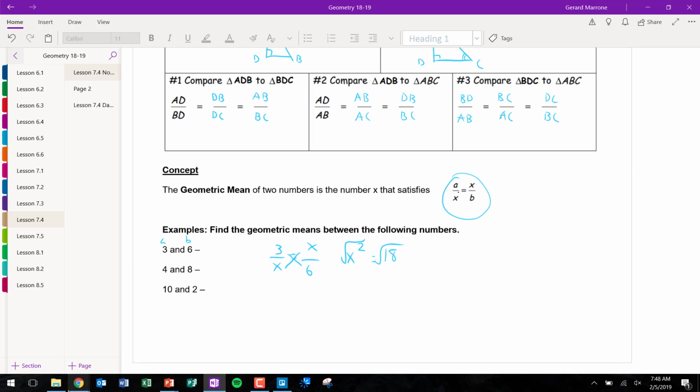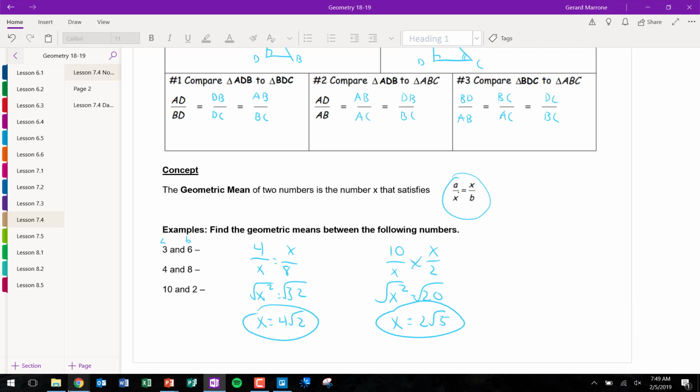And when I take the square root of that, x is going to be equal to 3 radical 2 when I simplify it. Okay, if you need a quick remembrance, 18 can be broken into square root 9, square root 2, and that's 3. So go ahead and try doing the geometric mean for 4 and 8 and for 10 and 2, and when you come back in, those answers will be right there for you.